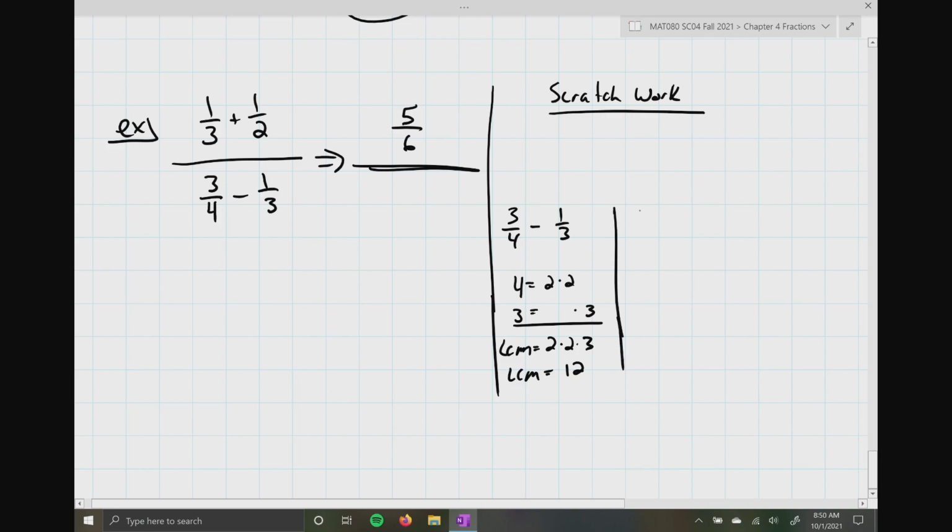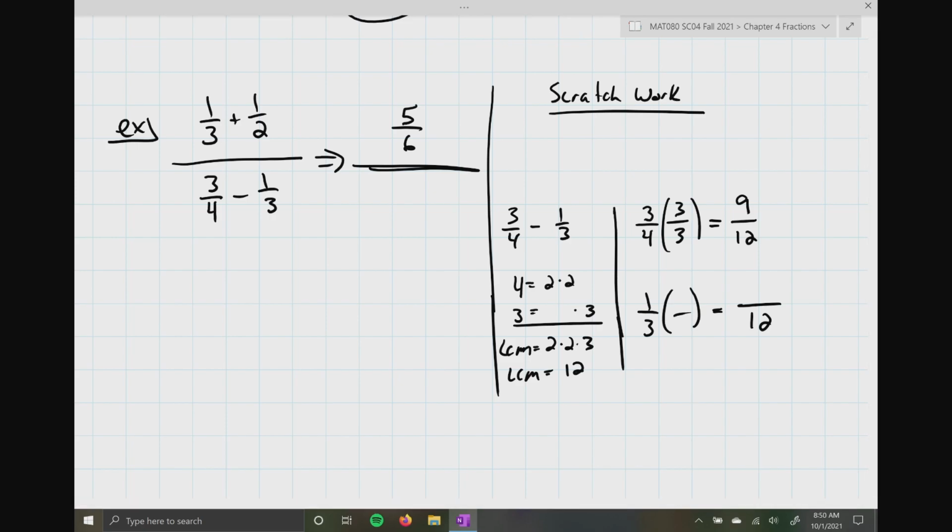Equivalent fraction time. 3/4 times something is going to give me a fraction with a 12 as the denominator. And then 1/3 times something is going to give me a fraction with a 12 in the denominator. So the first one, 3/4 times, well, it looks like it has to be a 3. So I write 3/3. 3 times 3 is 9. For the second fraction, 1/3, I have to multiply that by 4/4. Does everybody see where I got the 3/3 and the 4/4 from? Are there any questions with that?